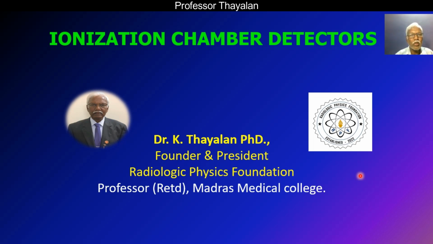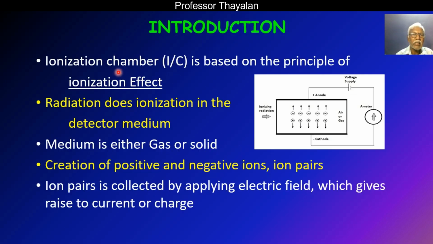Last week we have been discussing the principle of radiation detection. Today we are going to talk about radiation detectors, especially the ionization chamber. What is ionization? Ionization is the removal of an electron from a neutral atom. So the ionization chamber is based on the principle of the ionization effect.